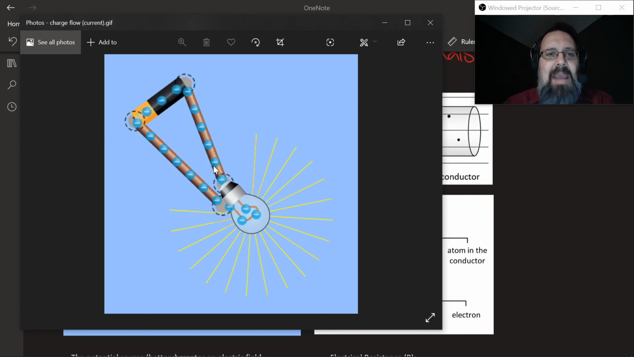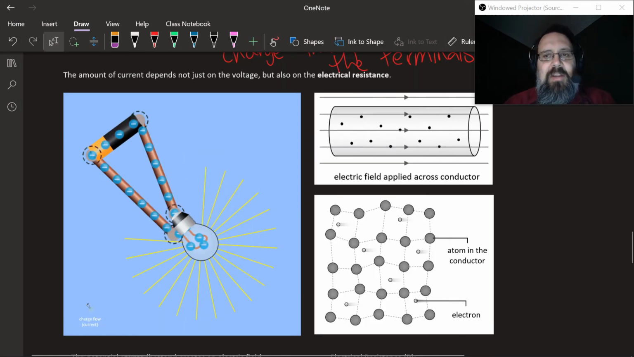So we can make these things move quicker, which is current. We can make a greater amount of charge pass each second by using a more powerful battery, like a higher potential difference battery, maybe a 9-volt battery or a 12-volt battery. But the other way we can make the current flow more quickly is if we change the material. Every conductor is going to have a certain level of difficulty for the charges to flow through it. This concept is called electrical resistance.